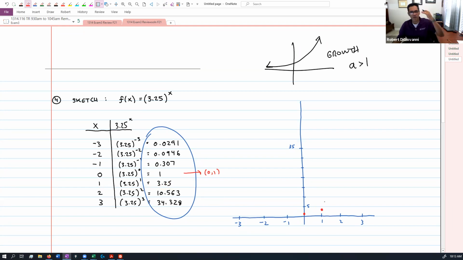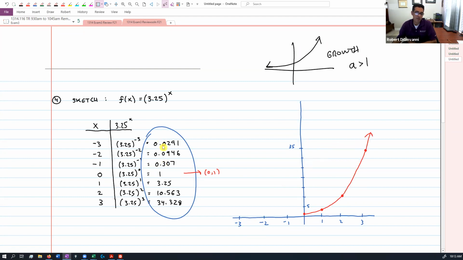And we talked about, we're just going to eyeball this. At 2, I'm at 10.56. So 10 is the second dash there, and at 2, I'm a little bit above that. And then at 3, I'm way up at 34, almost at 35. And so I know my graph does this and grows exponentially fast.